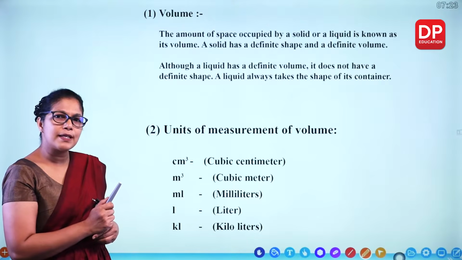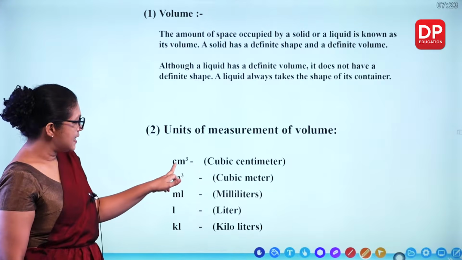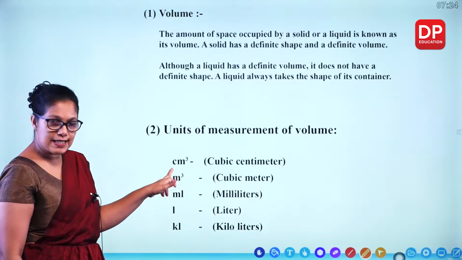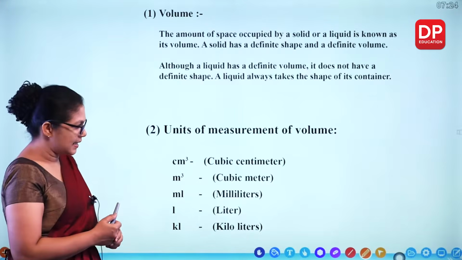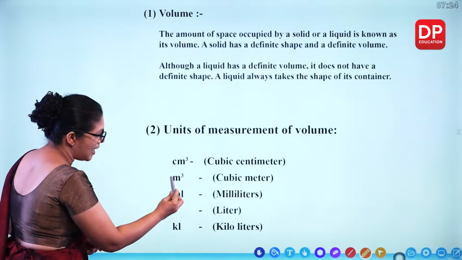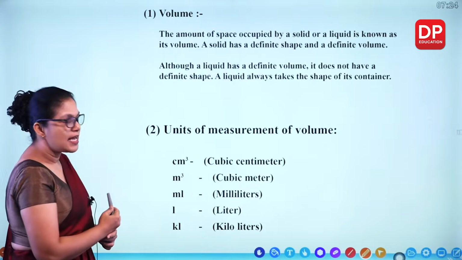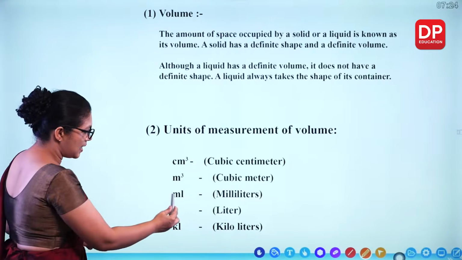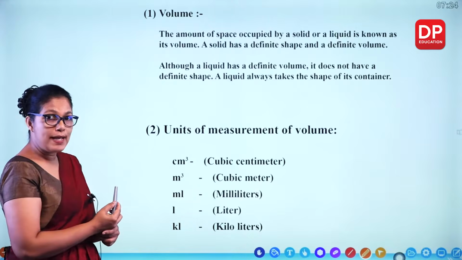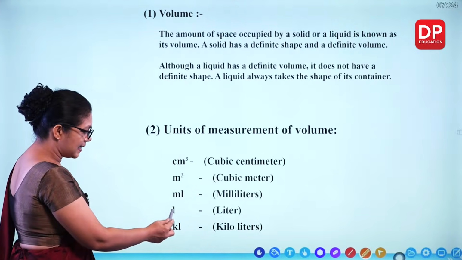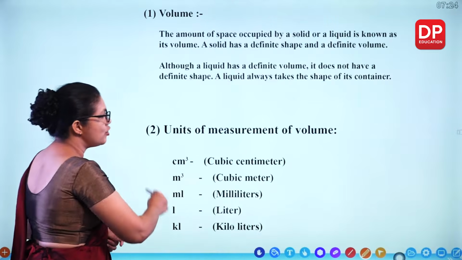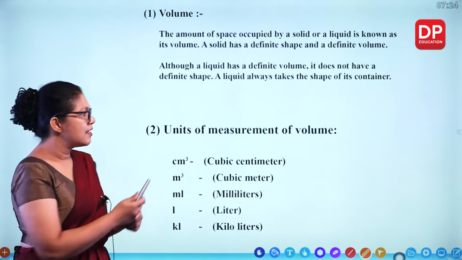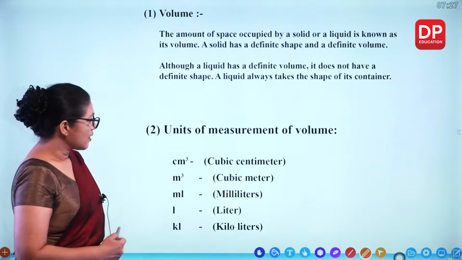Units of measurement of volume. What are the units? cm^3, centimeter power 3, we call it cubic centimeter. What about this one? m^3, cubic meter. ml stands for milliliters, and then liters and kiloliters. So these are the units of measurement for volume.